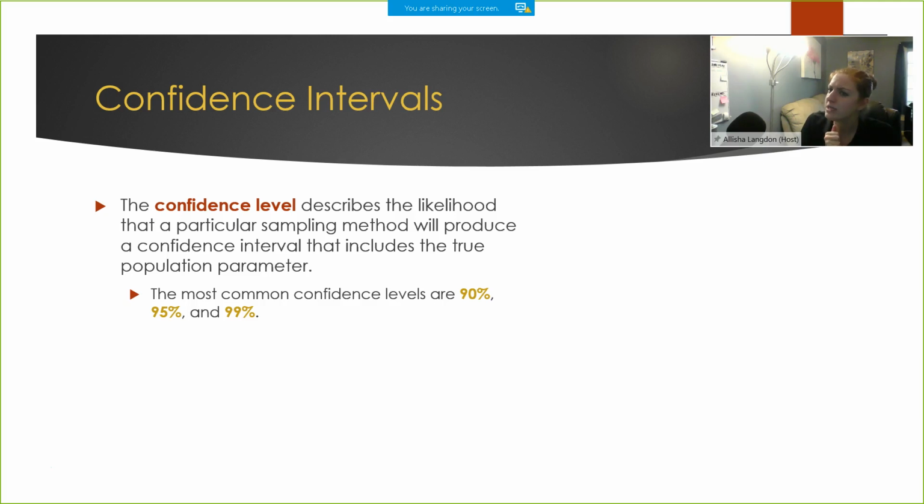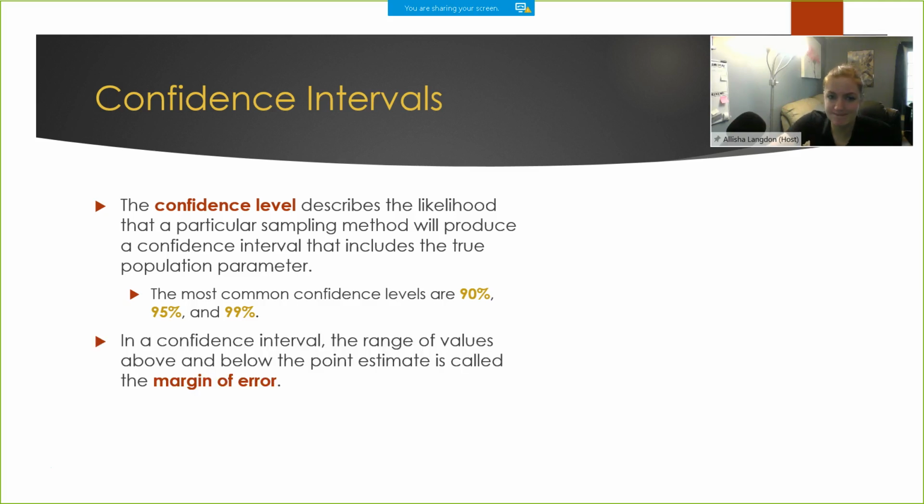You don't really want to go below 90%. That seems kind of worthless after a while. So stick above 90. Now, in a confidence interval, the range of values, as we talked about below, is the margin of error. So if you are 90% sure, your margin of error would be 10%, right? 100 minus 90 is 10%.